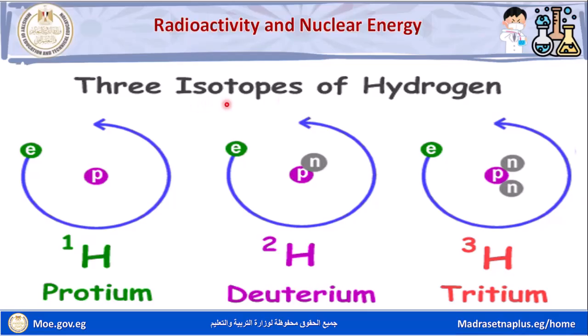For example, 3 isotopes of hydrogen. Protium H-1: 1 proton, 0 neutrons. Deuterium H-2: mass number 2 and atomic number 1, so 1 proton and 1 neutron. Tritium H-3: mass number 3 and atomic number the same, 1, number of protons 1 and the number of neutrons 2. Okay, 3 isotopes of hydrogen.